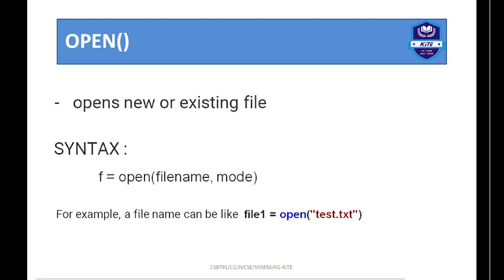Let's see how to open a file. To open a file, the open() method is used. This open() method will open a file if the file already exists. When there is no such file, it will create a new file. The syntax of the open() method is open(), with the name of the file and the mode in which it is to be opened. The mode defines what kind of operation we are going to perform on the file.